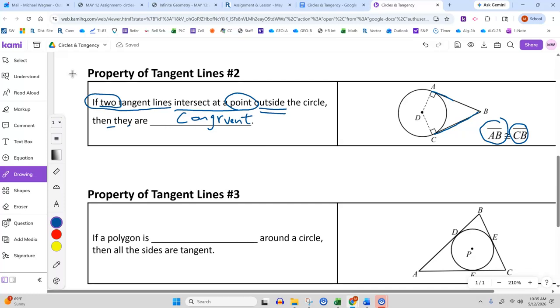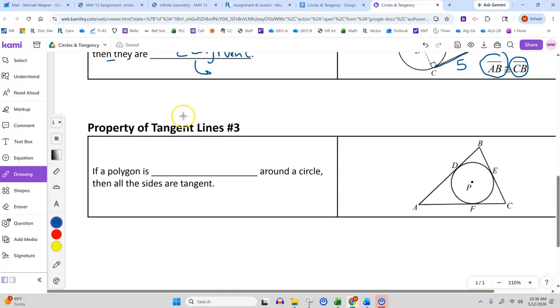Congruent. Or another word for they're the same distance. So if AB is, say, 5, then BC is also 5, okay? And of course we know the radiuses are always going to be the same no matter what. Whatever this radius is the same as that. Okay, so that's property number 2.